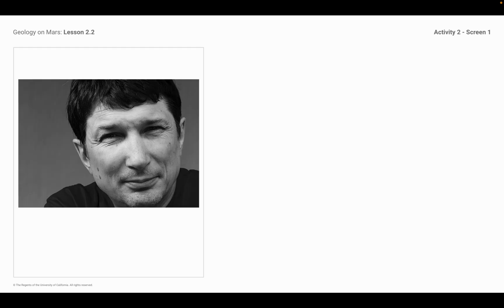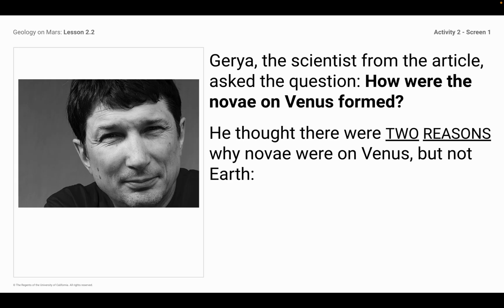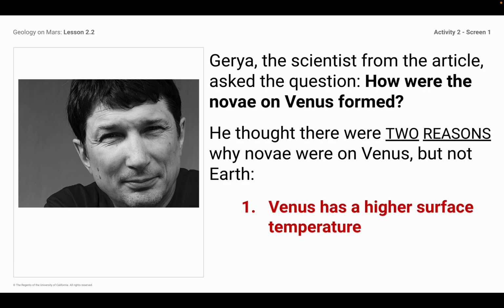So we talked about Garia. He was the scientist from the article, and he had a question. His question was, how were the novae on Venus formed? So in science, we always start with a question. And then, based on previous knowledge or just your educated guess, he came up with 2 reasons why novae were on Venus, but not on Earth. The first reason was because Venus has a higher surface temperature than Earth. If you remember, it was like 862 degrees Fahrenheit, super, super hot.